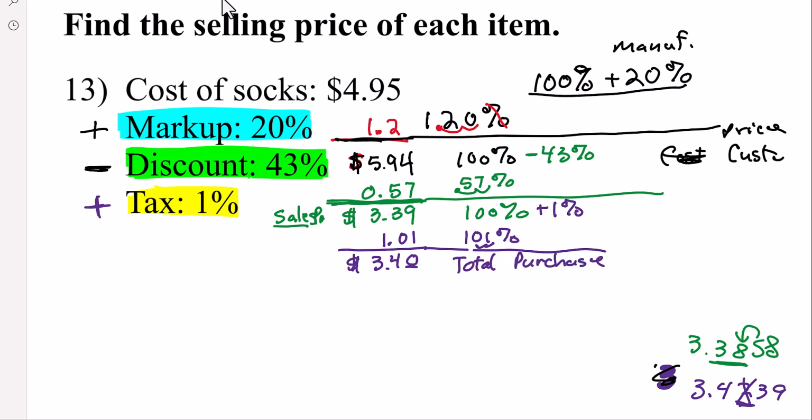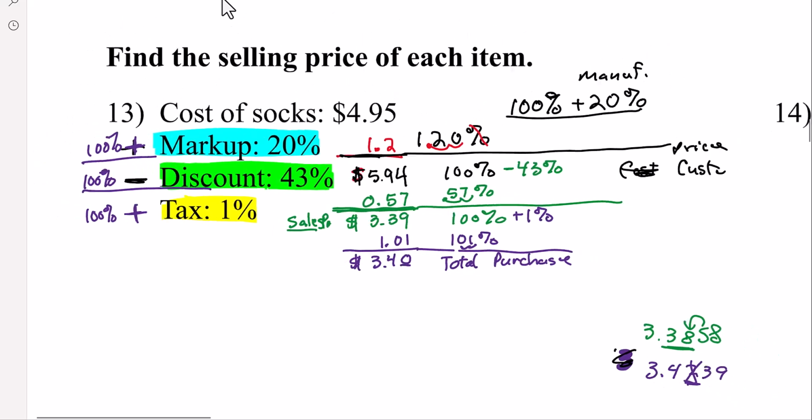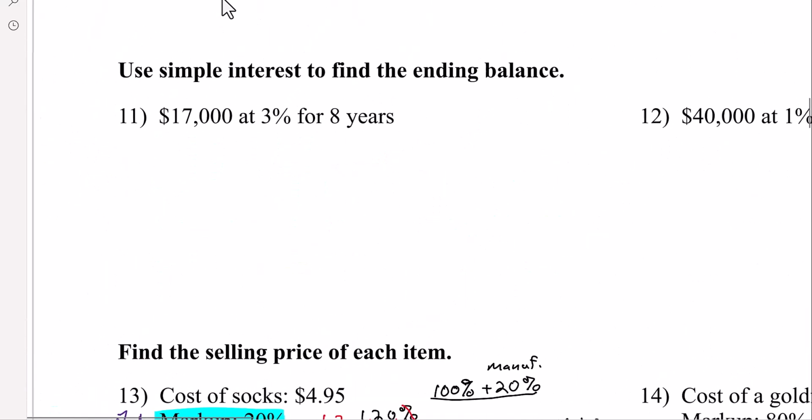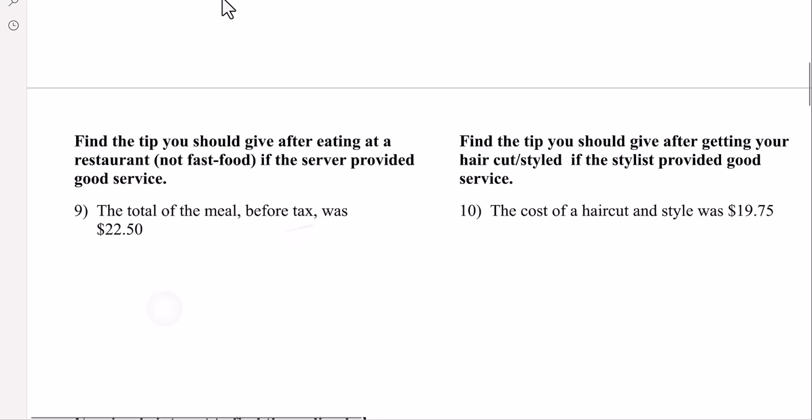So notice, markups, it's 100% plus the 20. And then when you get that amount, you're going to have the new 100%, subtract the discount percent. And then once you do all that, it will be the new 100%, and you add 1%. And that's what we did each time. All right. We're going to go back up and we're going to talk about finding tips.